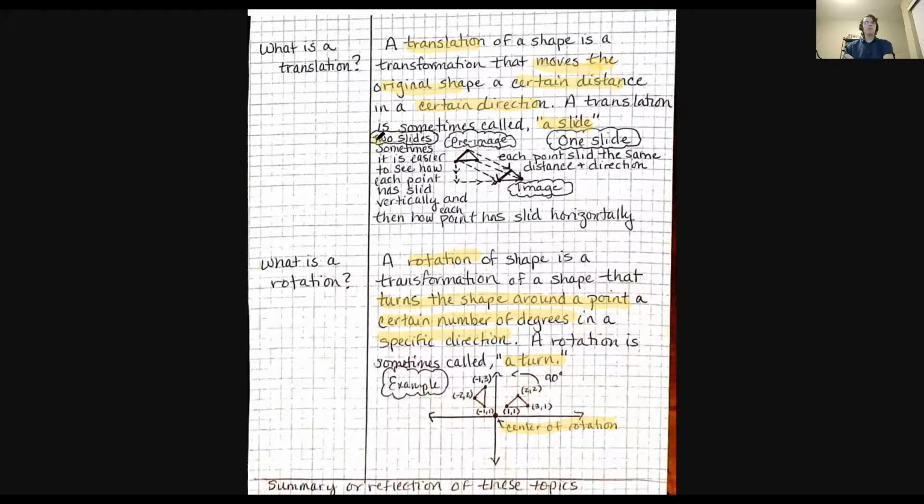And here we have that two slides are sometimes easier to see: how each point has slid vertically and then how each point has slid horizontally, instead of seeing it as a single diagonal slide. We can see that in the picture she has drawn, where one version has an arrow going down and an arrow going to the right, and the other has only the three arrows going diagonally. Let's compare this to AgileMind and see what we added, what we changed to make it easier for ourselves.